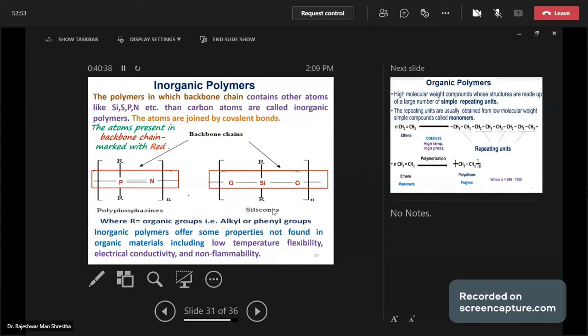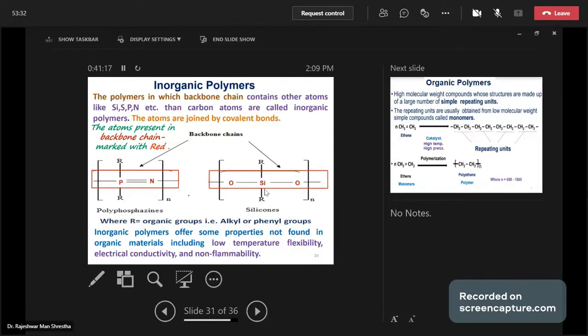Silicon is an element, and silicone's plural form is polymer. In these polymers, the backbone chain contains other atoms than carbon. In polyphosphazene, phosphorus and nitrogen are in the backbone chain, and carbon is present outside the backbone chain. Carbon may be present, but outside the backbone chain. In silicones, silicon and oxygen, which are different from carbon, are in the backbone, and carbon is also present. The R means alkyl group or aryl group, which contain carbon, but are present outside the backbone chain.